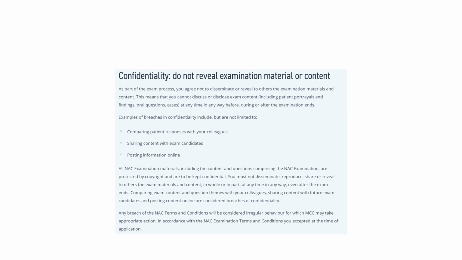So there is a confidentiality clause. We are not supposed to reveal any examination material or content, and the Medical Council of Canada strictly prohibits that.